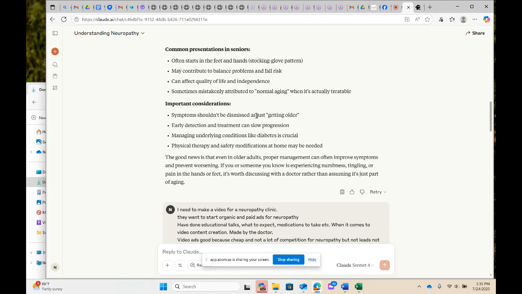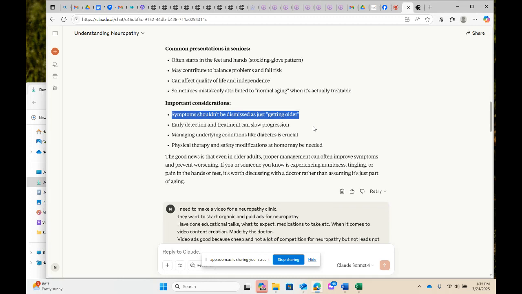Important consideration: symptoms should not be dismissed as just getting older. Danger. Warning. No, danger is better. Danger. Do not mistake these common symptoms for just getting older. Neuropathy could be lying just underneath the surface, affecting your nerves, your brain, and your this and your that. If you've experienced numbness, dizziness, loss of balance, this, that, or the other, it could be neuropathy. You should check it out.